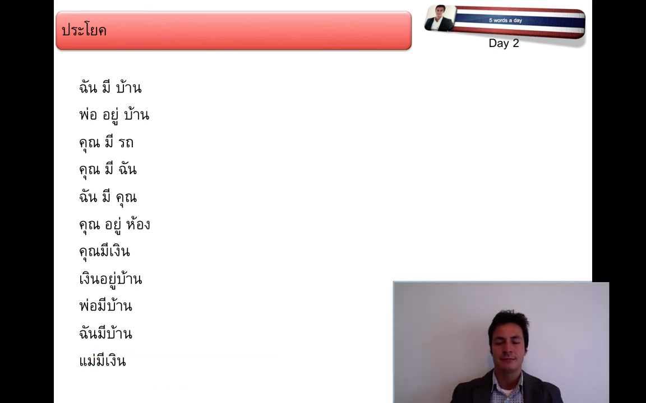All right. Try to memorize the new words. Try to understand those sentences, combinations of the words from this and the previous lesson, and then go on to day 3 lesson.